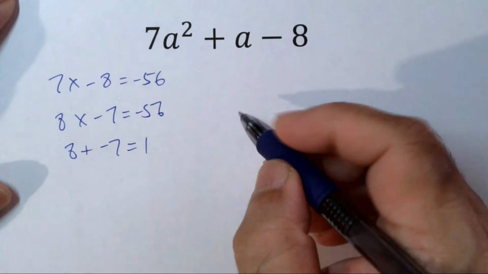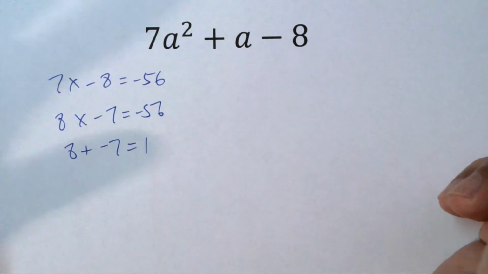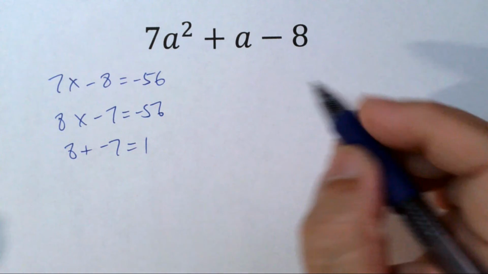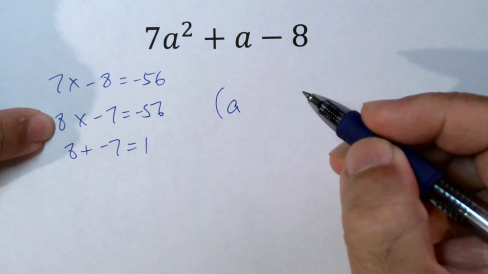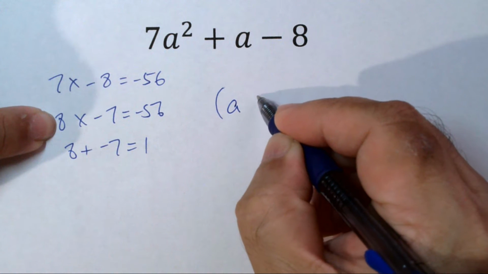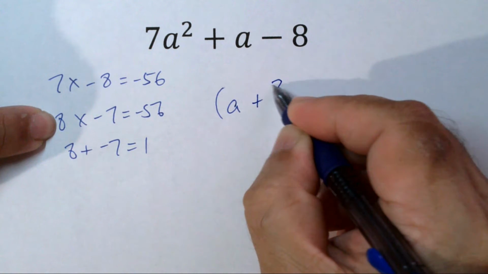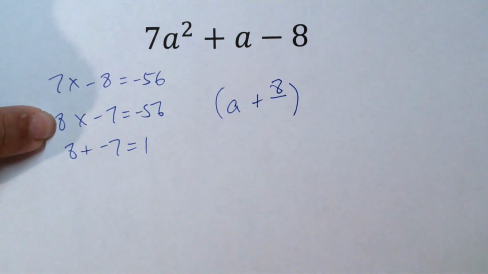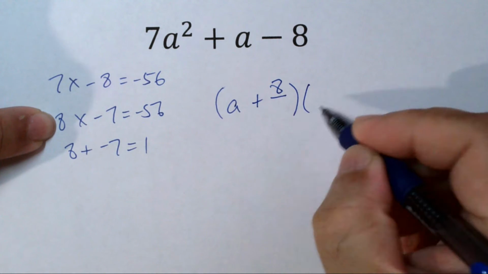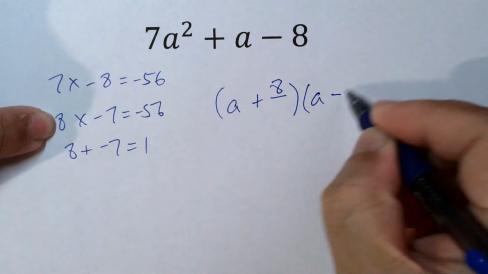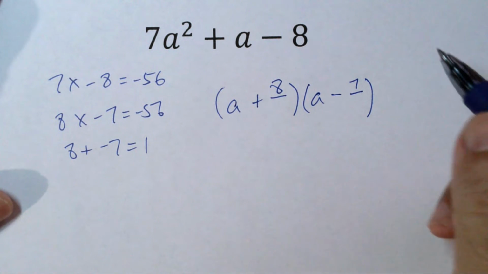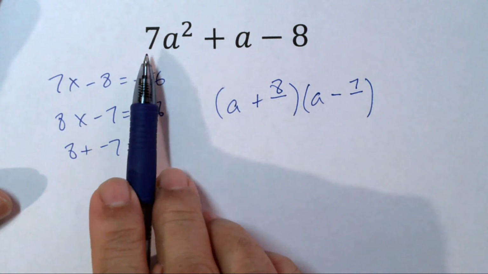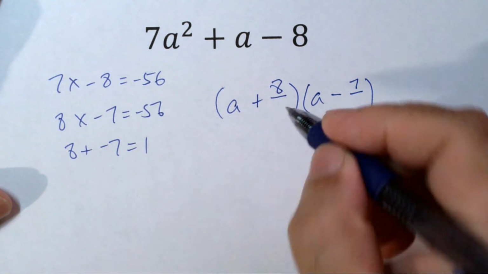So this is how you're going to set it up. This is the weird part to the Lizzie method, okay? You're going to say a plus 8, and notice how weirdly I'm writing the 8. I'll show you why in a minute. And the other one is a minus 7. And what you're going to do is divide by the leading coefficient. So you're going to divide by 7.